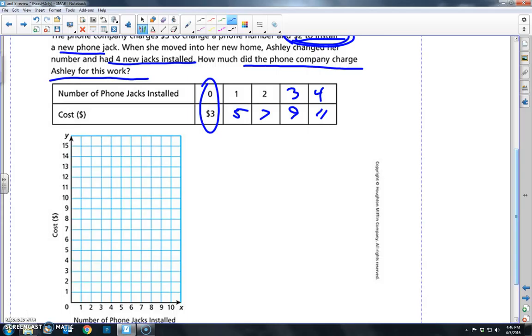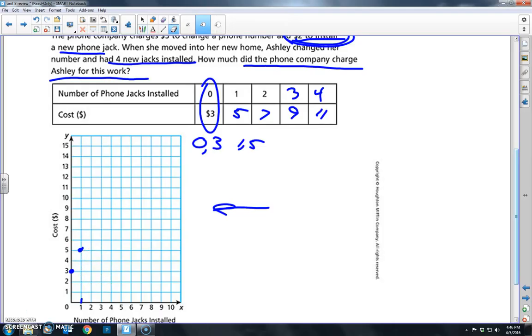So our number here is 0 and 3. 0, 3. 1, 5. So on our chart, on this right here, we need to do 0, 3. 1, 2, 3. 1, 5, right there. Oh, I made a little mistake, erase that guy. Okay. 2, 7. 3, 9. 4, 11. And then we're going to draw a straight line going all the way up. Okay? That's what you need to do on the test.